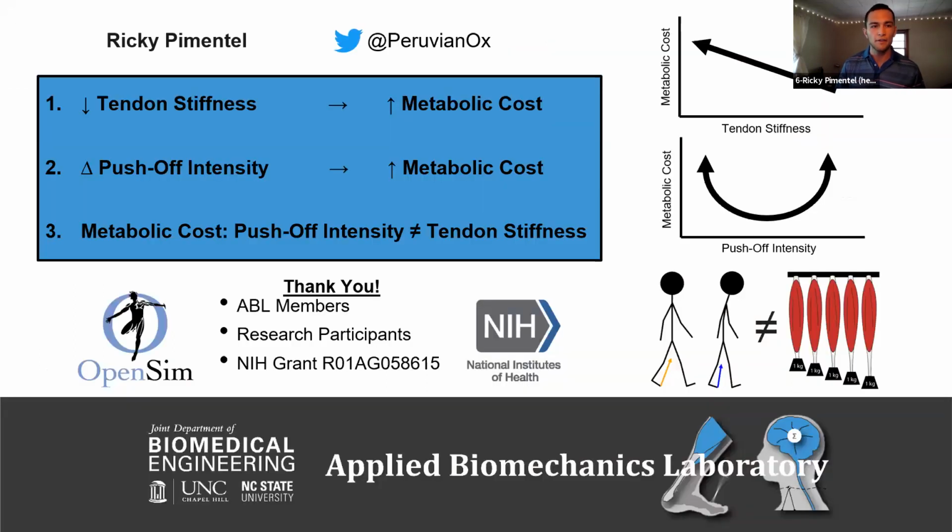So in conclusion, reducing tendon stiffness increases metabolic cost, changing push-off intensity increases metabolic cost, and in terms of metabolic cost, push-off intensity does not mediate the effects of tendon stiffness. It appears that push-off intensity and tendon stiffness contribute independently to the metabolic cost of walking. Thus, they should be addressed individually for rehabilitation interventions.